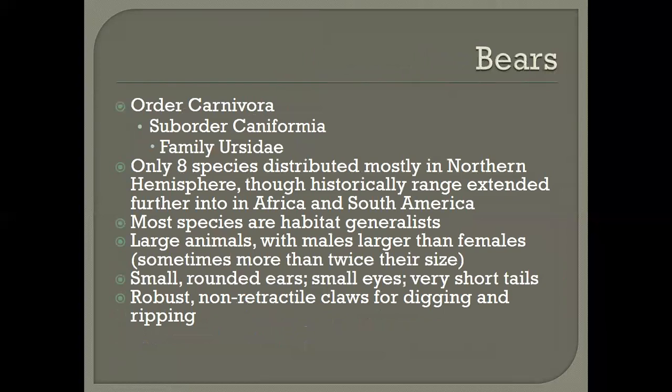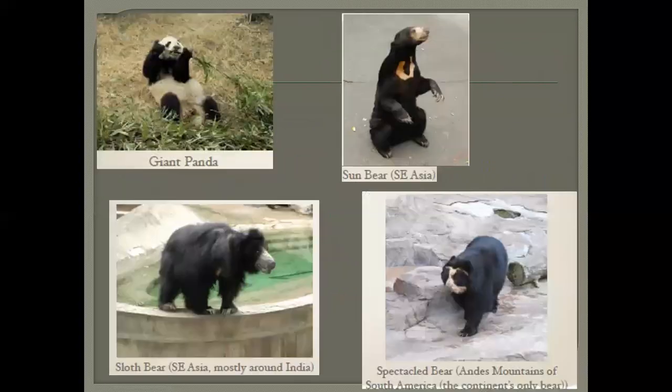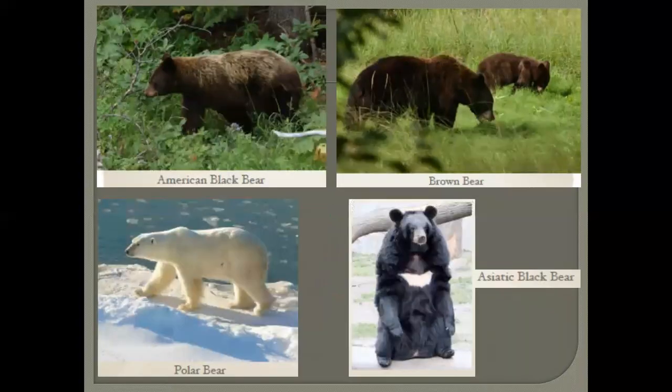Bears, there are 8 species that are left that are distributed in the northern hemisphere. Historically, they did range into Africa and South America, but some of those have gone extinct in the past. They tend to be habitat generalists. They're large, and the males can be twice the size of females, sometimes even larger than that. They're plantigrade. They're usually solitary, and they're nocturnal or crepuscular. They generally have no predators other than humans. We have our examples here, and then the ones you're likely more familiar with.